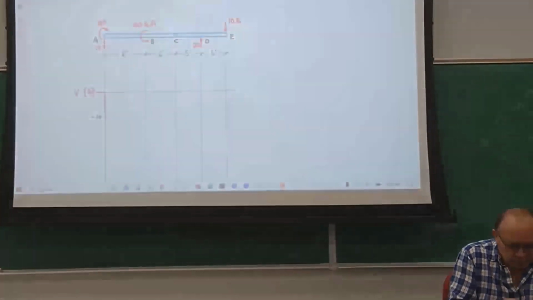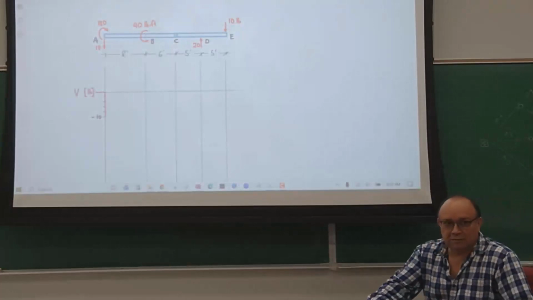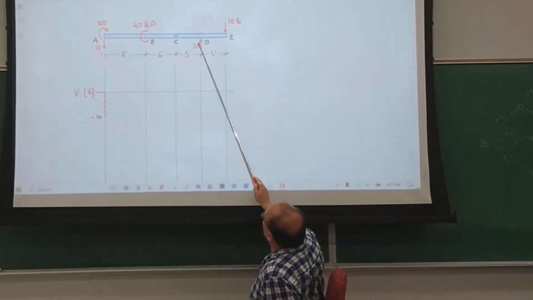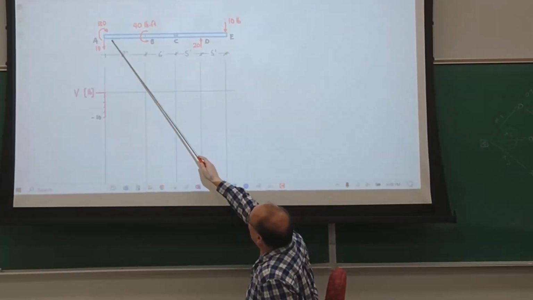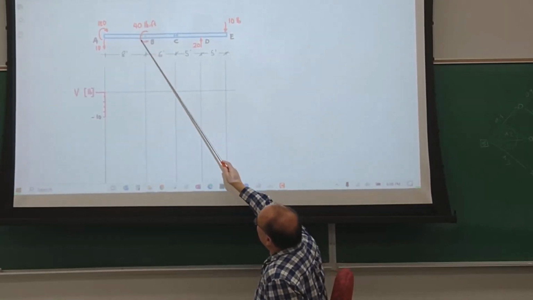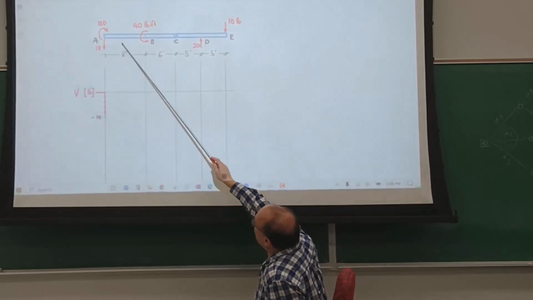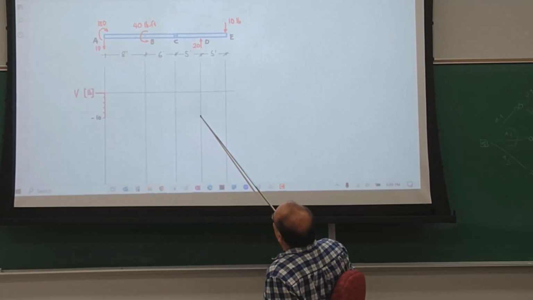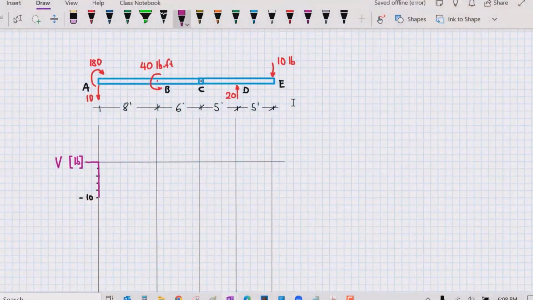Now, what do I do? Just go horizontal because there is no force telling you to move, no arrows telling you up, all the way up to here, because this is not a load, so this is shear. So horizontal all the way up to here. And then here go up.